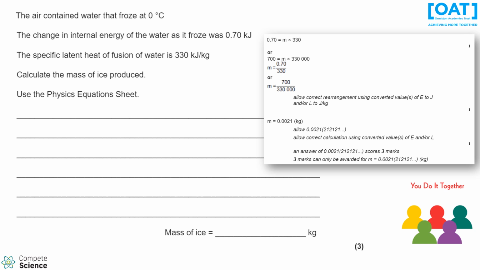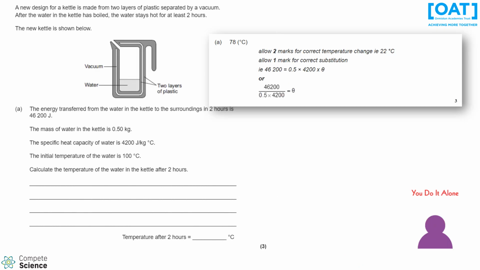Final example for you to have a go at yourselves. So just have a look through this question, compare it to the mark scheme, 3 marks available, see how you get on. Another example here. So pause the video. It's worth 3 marks. You need to calculate the temperature of the water in the kettle after 2 hours. Read through the question. Try and follow those steps: formula, insert your values, fine tune it, think about your answer.